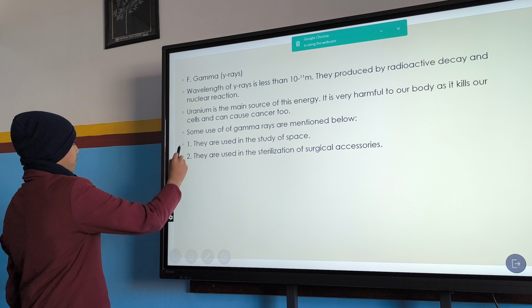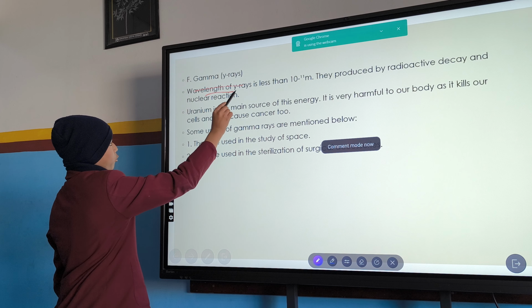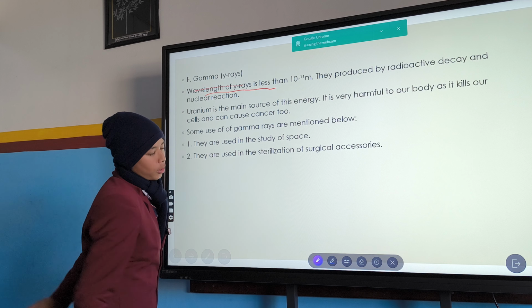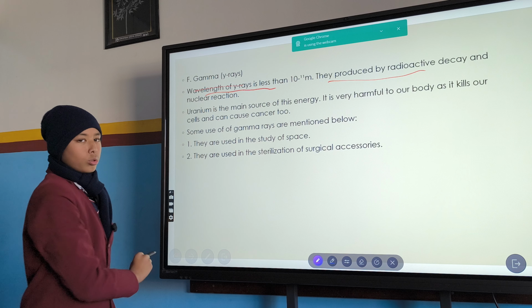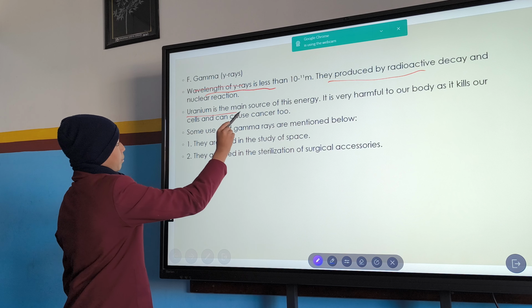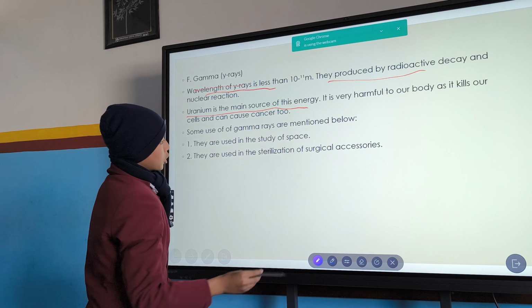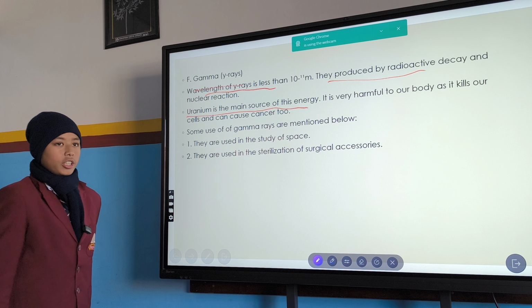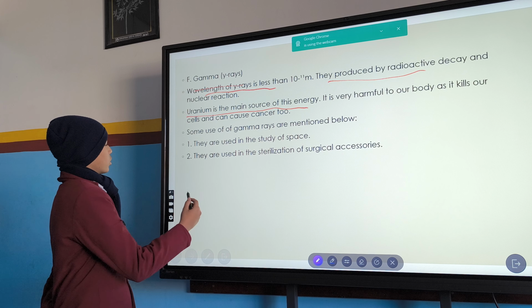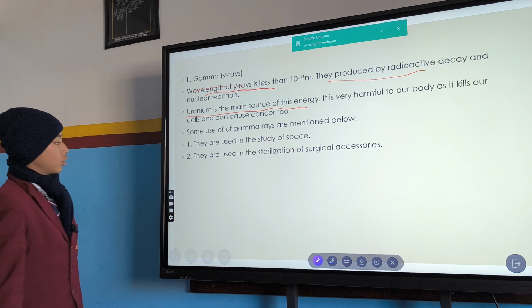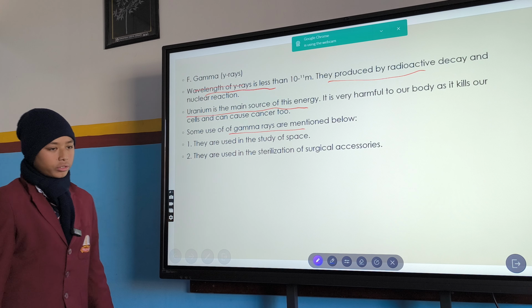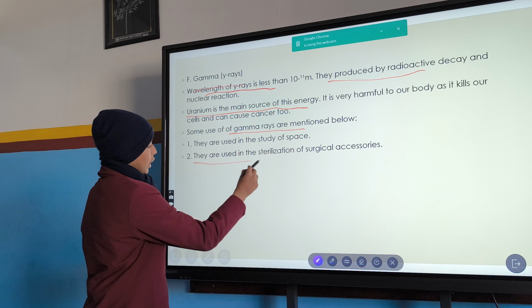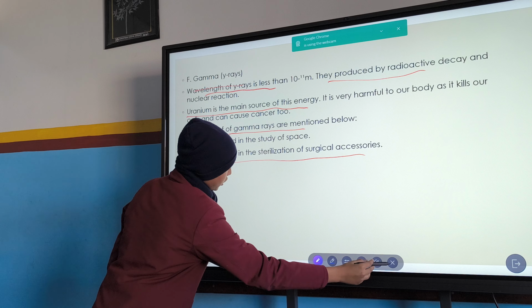Gamma rays. The wavelength of gamma rays is less than 10 to the power minus 11 meter. They are produced by radioactive decay and nuclear reactions. Uranium is the main source of this energy. It is very harmful to our body, it kills our cells, and it can also cause cancer. And there are some uses of gamma rays. They are used in the study of space, and they are used in the sterilization of surgical accessories.